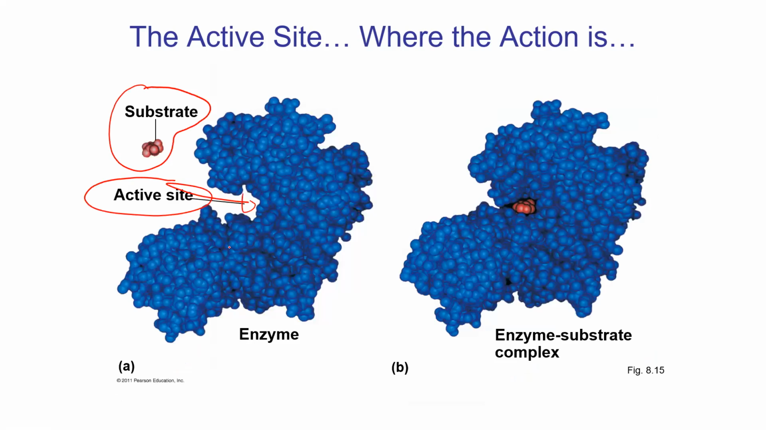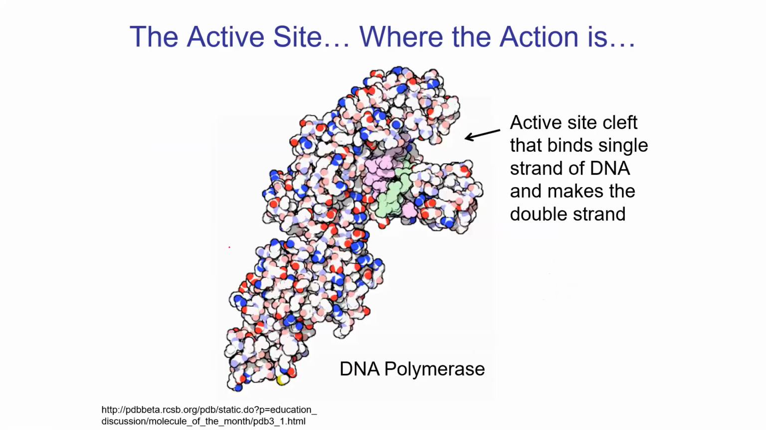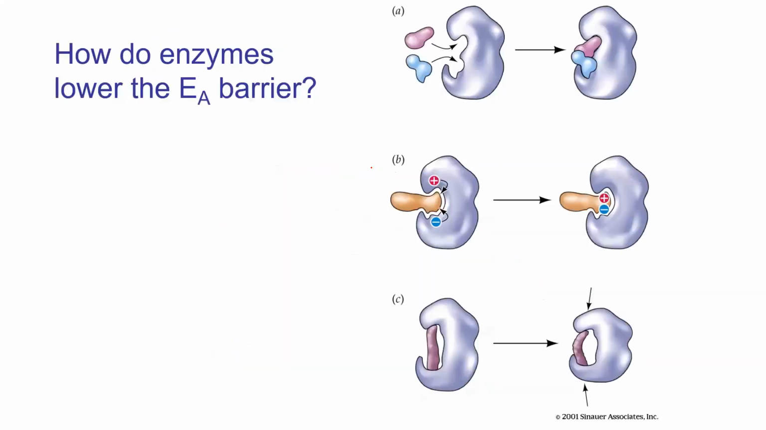These other slides here, we're just showing some other active sites. You can see there's lysozyme. Lysozyme cuts peptidoglycan in bacterial cell walls. Here is DNA polymerase. And if you look carefully, you can actually see two strands of DNA, that green one and this purple one here, or pink one, that are being produced by the enzyme.